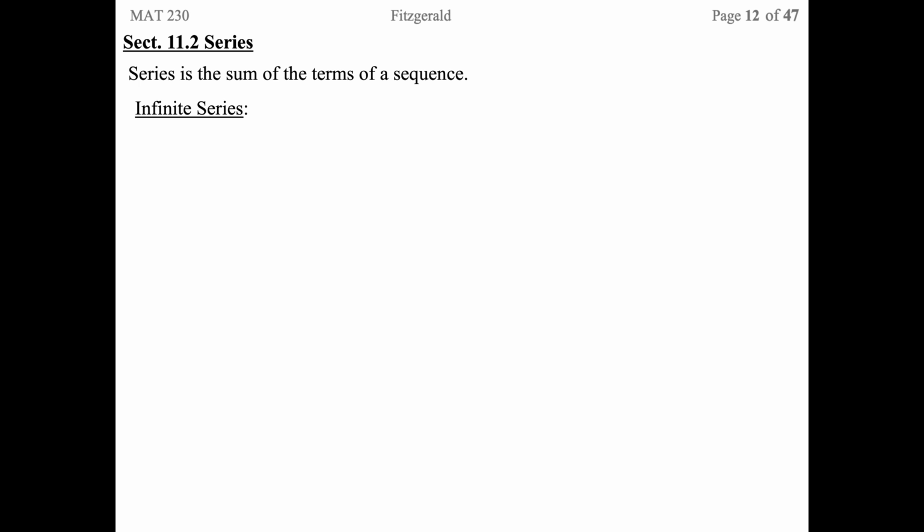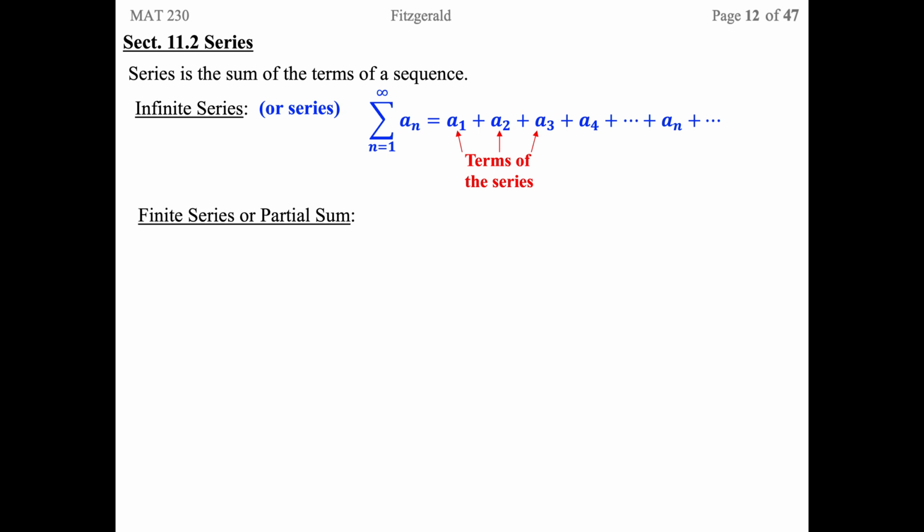All right, so the series is the sum of terms of a sequence. An infinite series, or just plain series, if you just hear that word, means that we're going to add up all the terms of our sequence out to infinity. So a sub 1, a sub 2, a sub 3, a sub 4, the first four terms of your sequence, we're adding those together. All right, so those are the terms of your series.